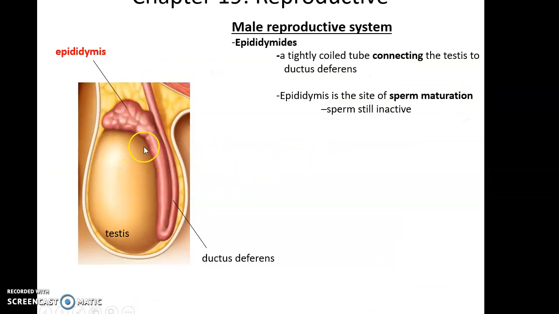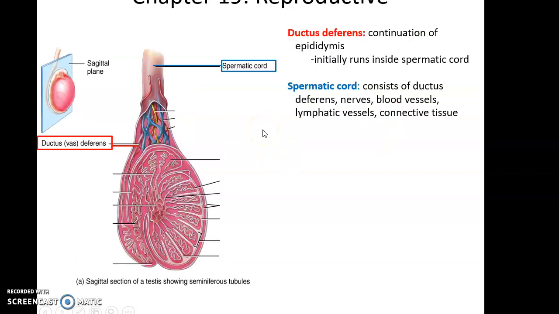Epididymis, again, a coiled tube that connects the testes to the ductus deferens. Epididymis is where sperm mature. Sperm mature within the epididymis. And it's worth noting the sperm are still inactive. Their flagella are not beating.